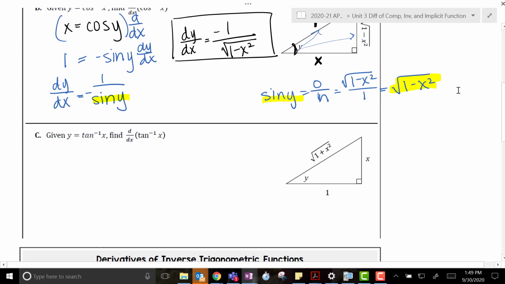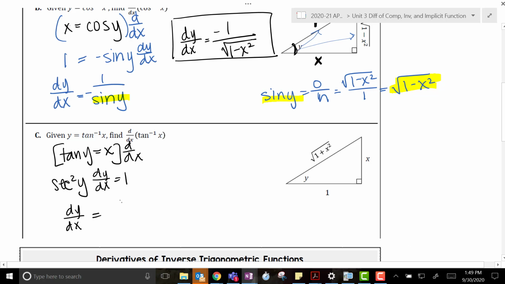Moving on to tangent, I'm going to do this one really fast so we have time to talk about everything else. Flip those x and y. Implicitly differentiate. Remember the derivative of tangent of y is secant squared. dy over dx equals 1. So dy over dx is going to be 1 over secant squared of y.